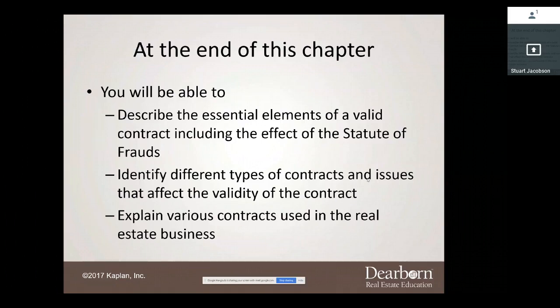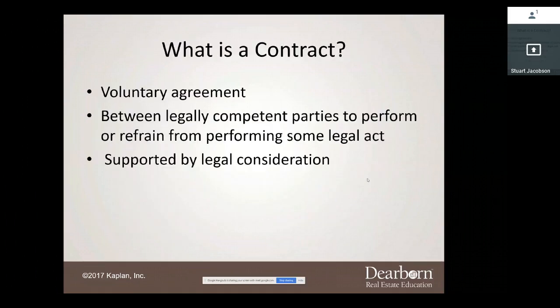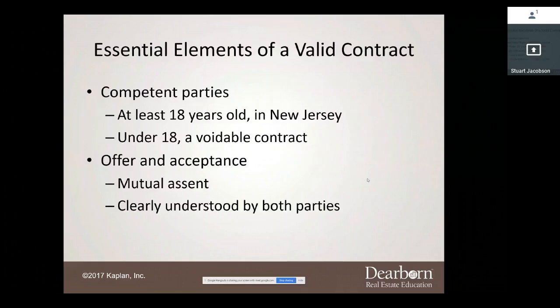We're going to be talking a lot about the essential elements of a valid contract. So let's define what a contract is. It's a voluntary agreement between legally competent parties to perform or refrain from performing some legal act. It's important: legal act. Contracts cannot be for illegal acts, and it's supported by legal tender, legal consideration. So let's talk first about the essential elements of a contract.